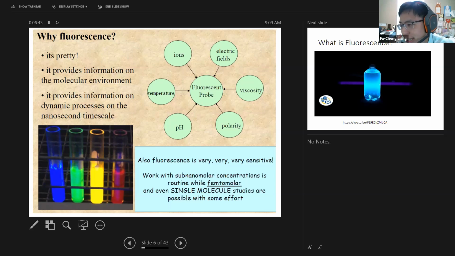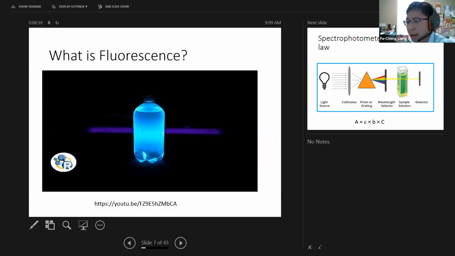So anyway, fluorescence nowadays has become very popular. It involves a lot of techniques, and we're going to give you some examples of those techniques later on.